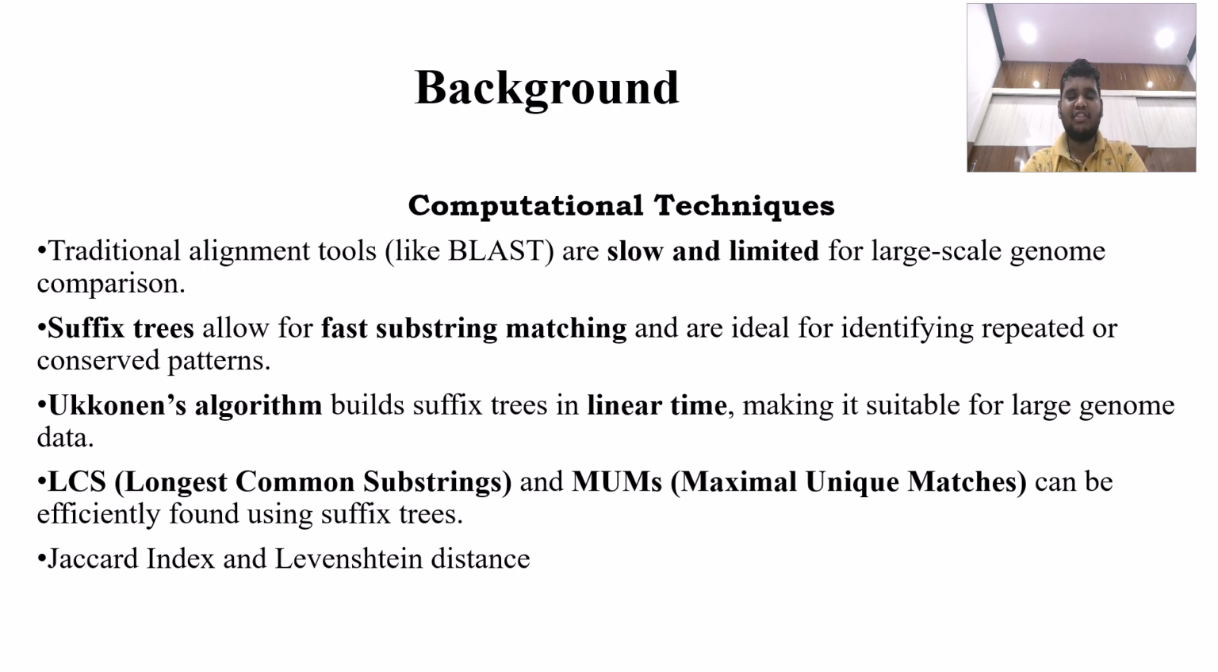Coming to the computational techniques we are going to use in our project, we are going to build suffix trees using Ukkonen's algorithm. This algorithm helps to build suffix trees in linear time. And after that, we are going to extract LCS and MUMs. By constructing suffix trees, it makes it easy to find LCS and MUMs. And after that, we are going to use Jaccard index to find similarity between two genomes and Levenshtein distance to find insertions, deletions, and rearrangements that happen in the given two genomes.